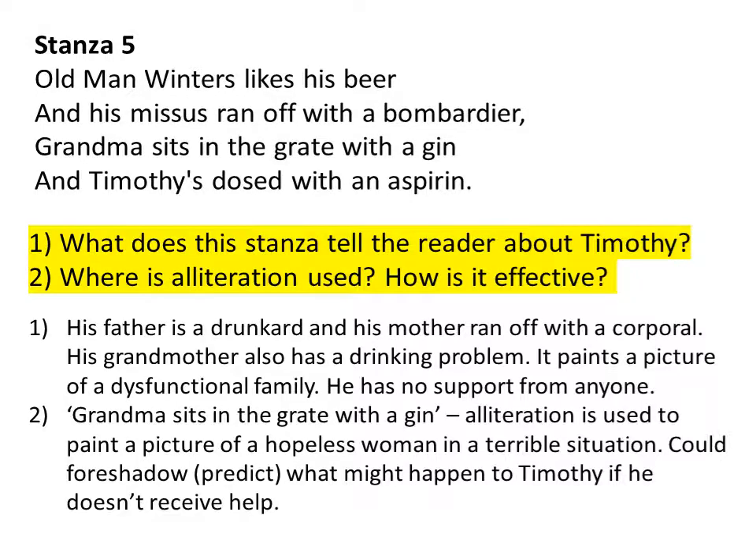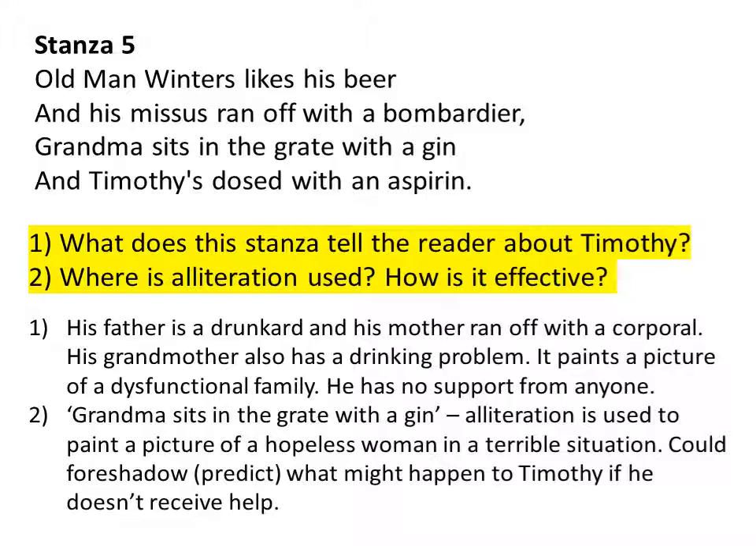So we learn his father's a drunkard, he's a man who drinks too much, and his mother ran off with a corporal, that's a bombardier. His grandmother also has a drinking problem. It paints a picture of a dysfunctional family. Dysfunctional means abnormal, problematic. He has no support from anyone.